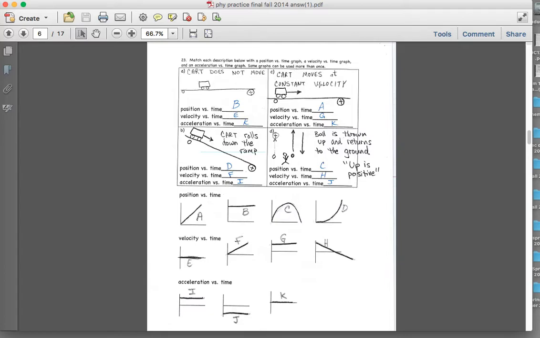Okay, so car moves at constant velocity. This is our very first day of school. This was a very simple graph. The car just kind of moved away from us. All of our marks were pretty evenly spaced out in the hall.